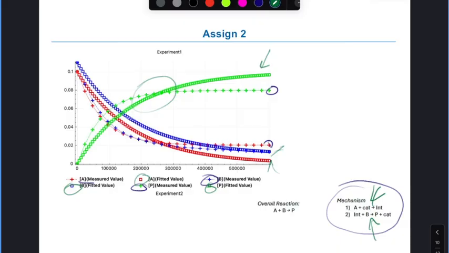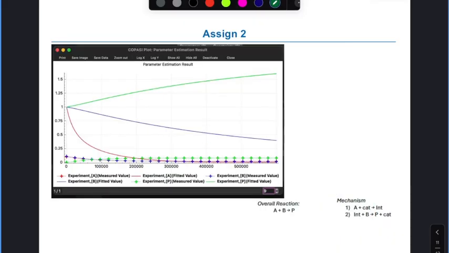Kudos to you if you do. The thing I wanted to point out when I was reviewing some of the things you handed in is some people got curves that looked like this. What's wrong here? This is a total fail. This did not work. Yes?